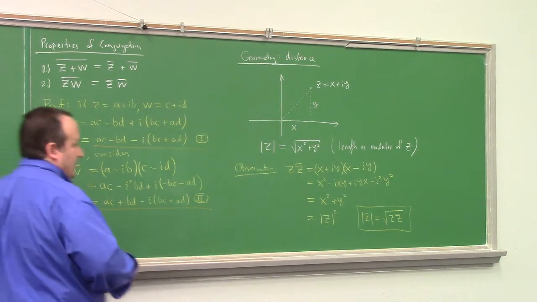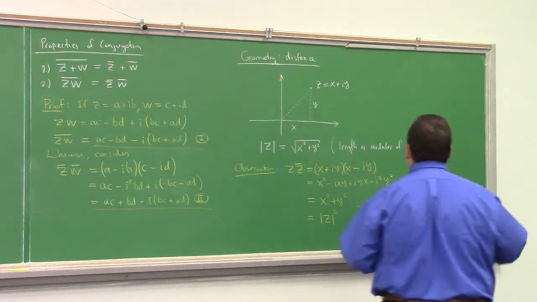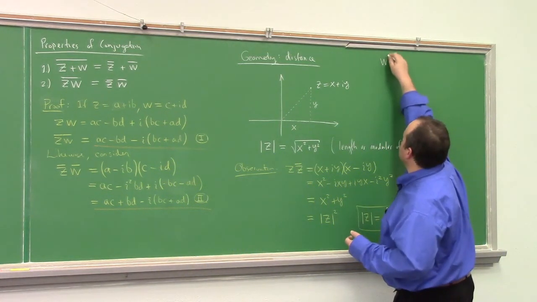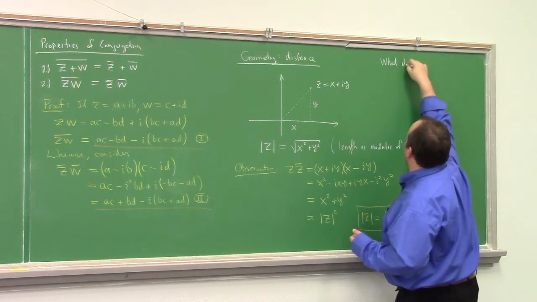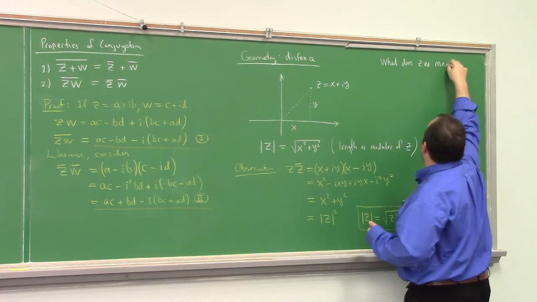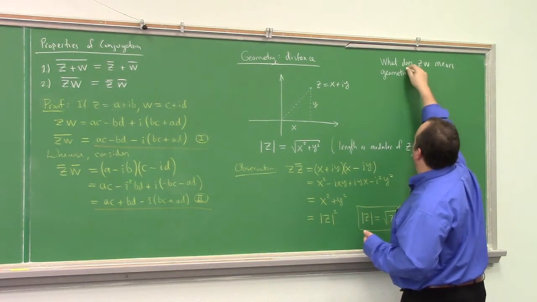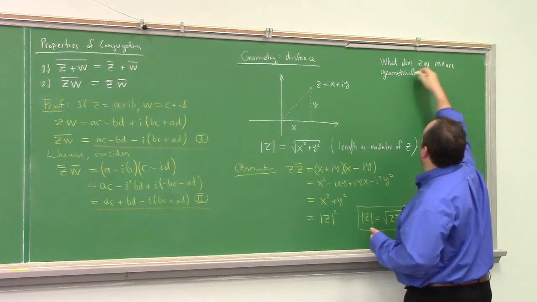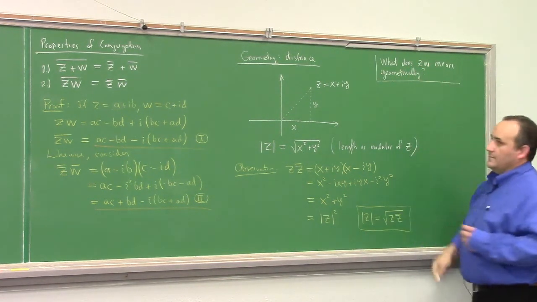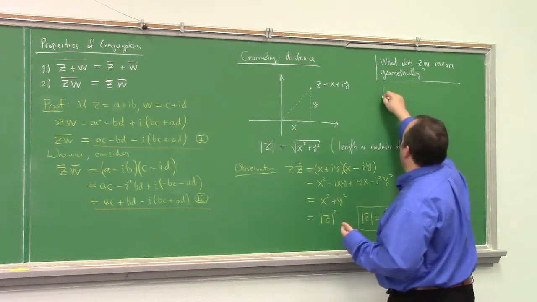So the question we can then ask is, what does complex number multiplication mean, right? So, what does z times w mean geometrically? What can we say about that? Well, one of the things we can say immediately is something about its length, right? What's the length of z times w?